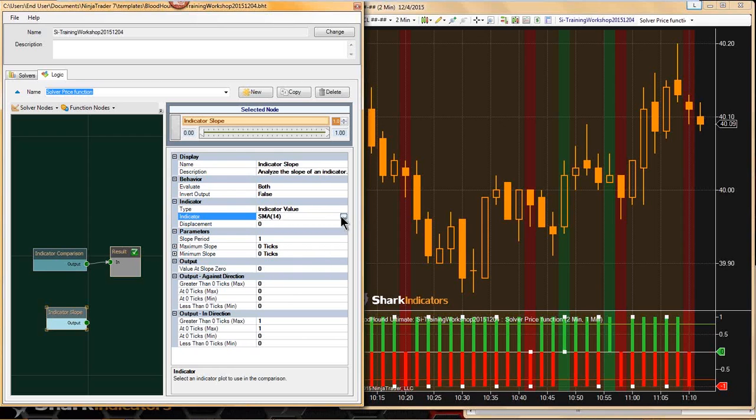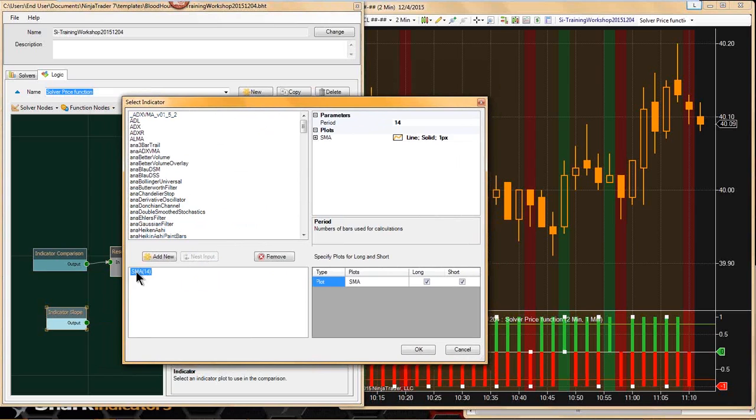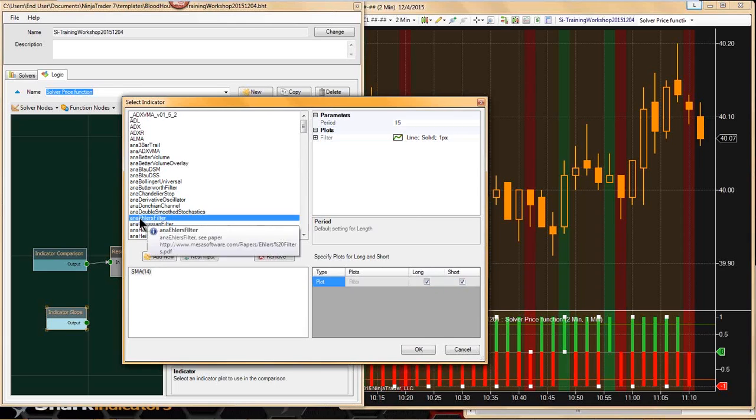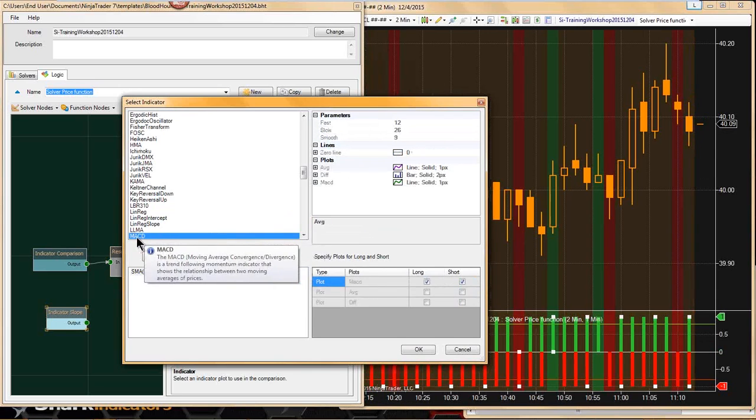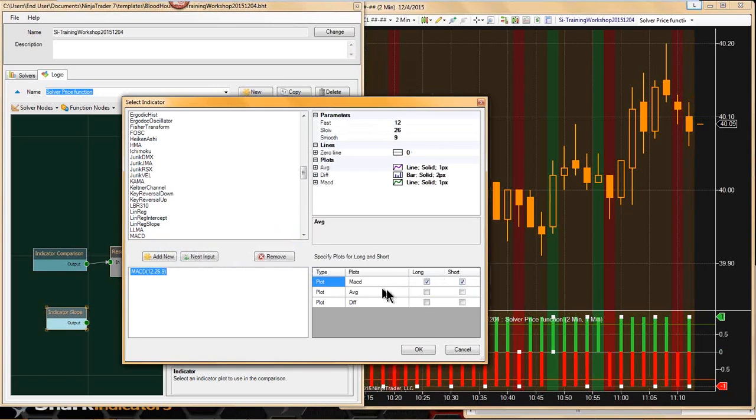If we open up the indicator select window and look at an indicator, you'll notice that right in the select you have a long column and a short column. Because BloodHound is calculating the long separately from the short output, that's what allows us to take something like the MACD. We could use the MACD line to calculate the long condition, or we could use the average to calculate the short condition. So that's why you have this long column and short column: so that you can use different indicator plots to calculate the long condition separately from the short condition.